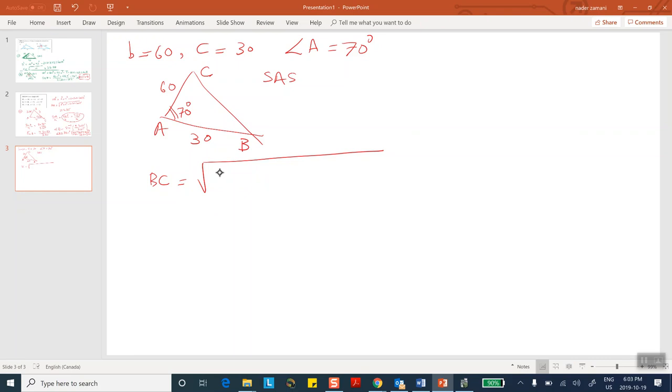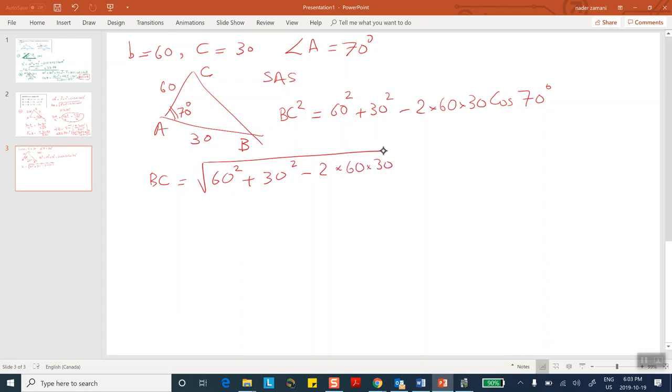Actually, let me remind you that the law of cosines says BC squared is equal to 60 squared plus 30 squared minus 2 times 60 times 30 times cosine of the angle between them. But if you take the square root, you get what I was about to start with: the square root of 60 squared plus 30 squared minus 2 times 60 times 30 times cosine of 70 degrees. So let's go ahead and put this in our calculator.